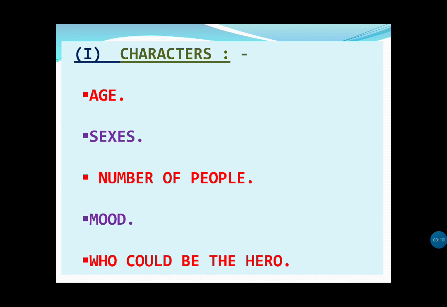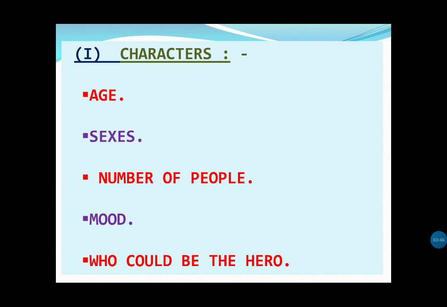Now, characters. These are things which you are supposed to write on the answer sheet also. Whatever main characters you see in the picture, you are supposed to note their ages and their sexes, whether they are males or females. Then how many people are there. Don't miss out on the number of people. If there are 4 people, write 4 characters.